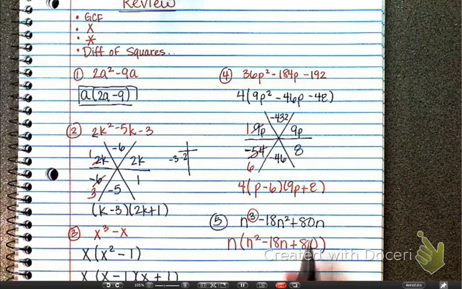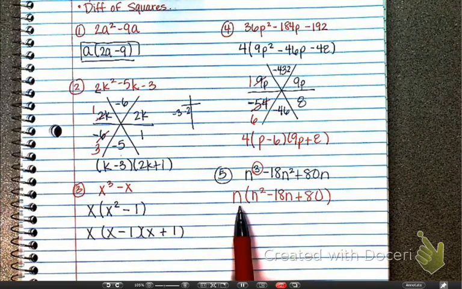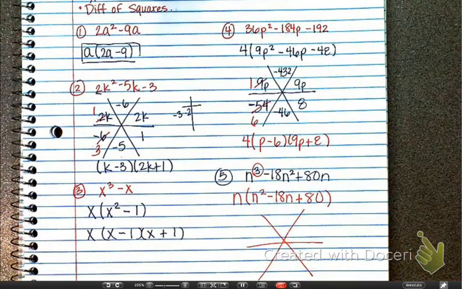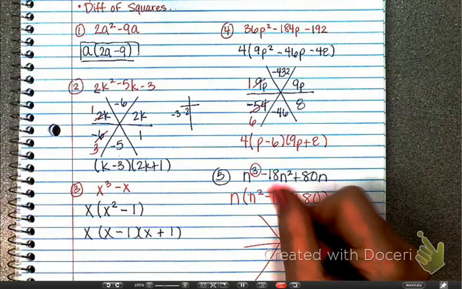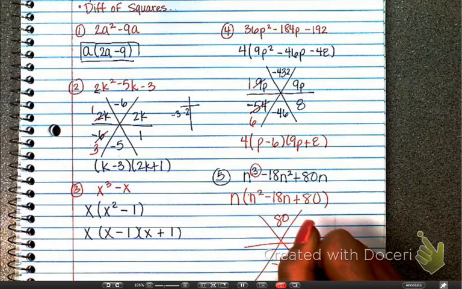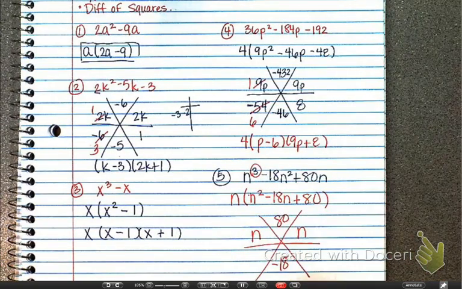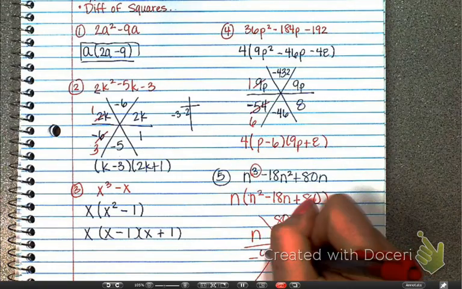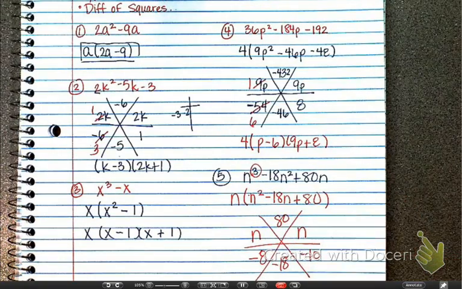Here I can just go straight to the x if I want to because the leading coefficient's 1. Or if you like the super x and we know that it works for everything, I can do super x. So 1 times 80 is 80. Negative 18 on the bottom with an n and an n. So two numbers that multiply to 80 and add to negative 18 are negative 8 and negative 10.